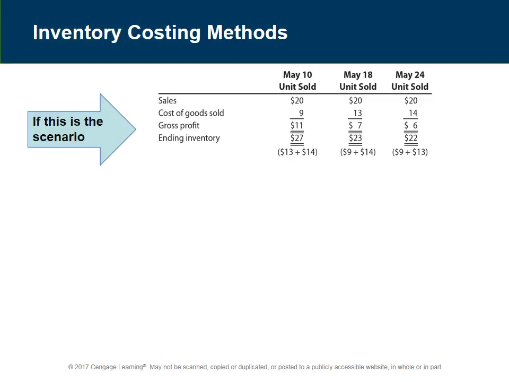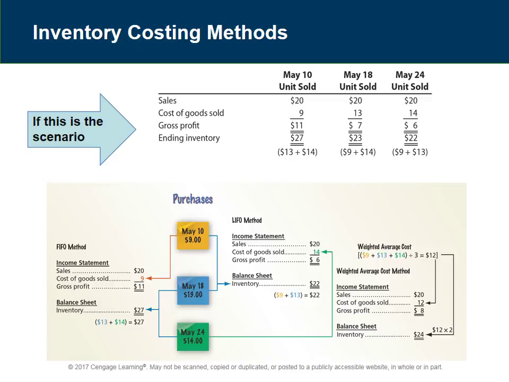Okay, so let's look at these inventory costing methods. If this is our scenario, take a look under FIFO, what the ending inventory would be, what your gross profit would be. Under LIFO, what your ending inventory would be. It would be composed of the 9 and the 13, plus your cost of goods sold. And under weighted average, we have done an average calculation, adding up 9 plus 13 plus 14, and dividing by 3 to get an average cost of 12.